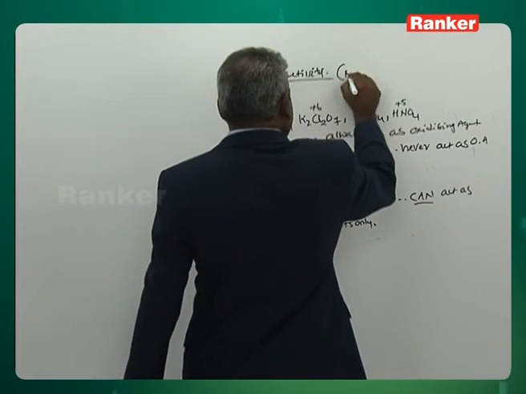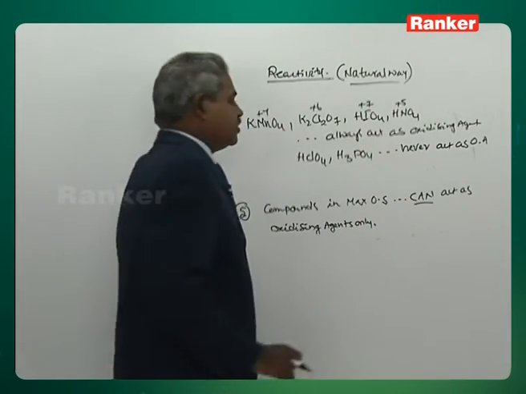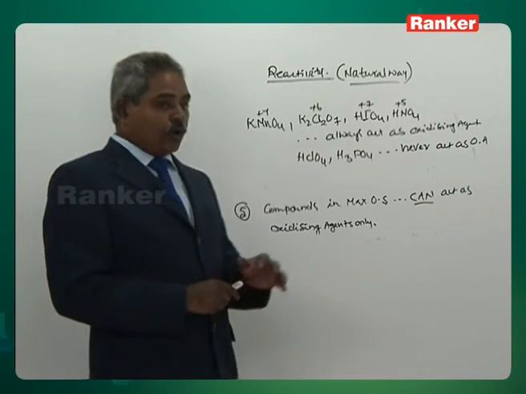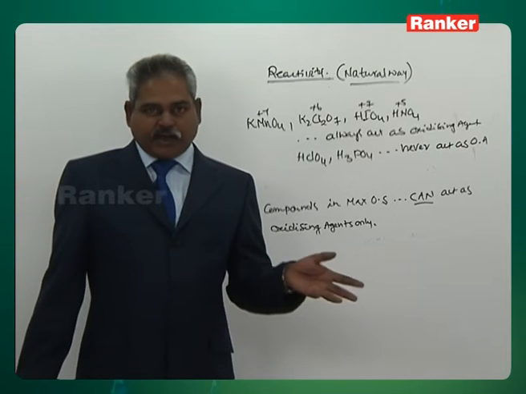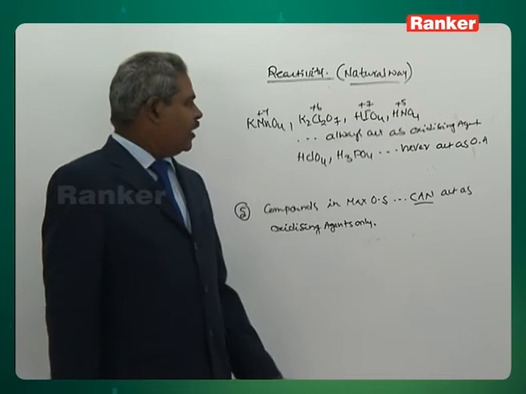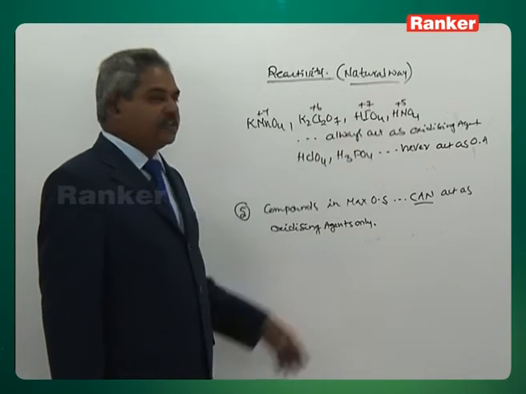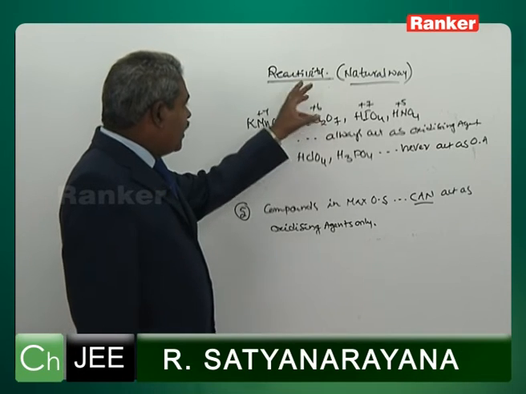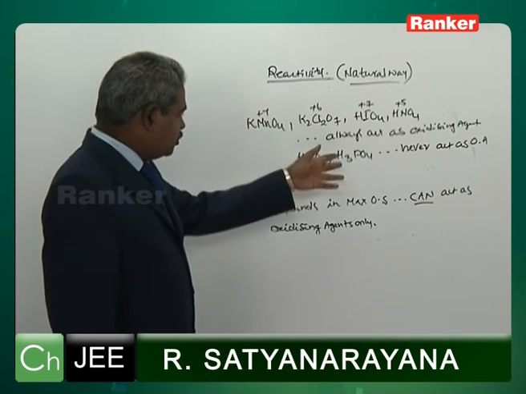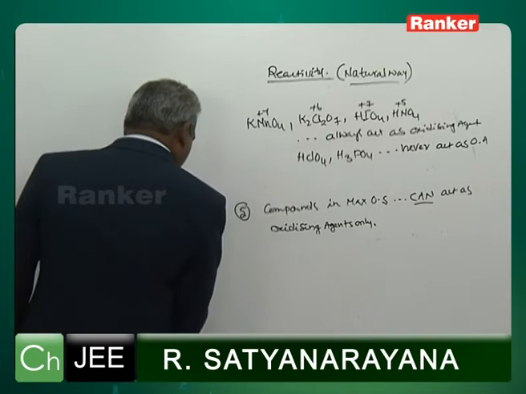To give it a finality, I am writing natural way. Reactions in a natural way. I am not teaching unnatural reactions. I can only teach you normal reactions. Abnormal means they are abnormal, and I am not an abnormal person. Now, HClO4, H3PO4 never act as oxidizing agents. So, reactions which take place naturally. I think this will settle all your doubts. Sir, H3PO4 on heating will give PH3 also. Okay, on heating anything can happen. I am not discussing that aspect.